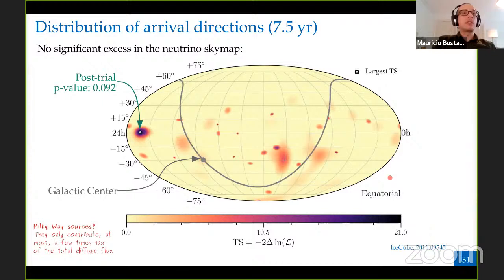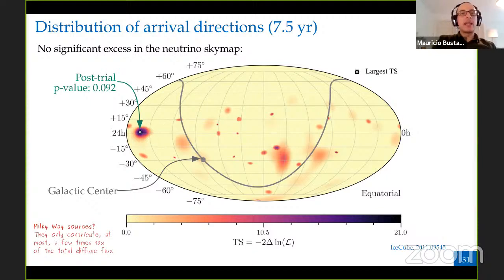As I said, you can also infer the arrival directions of the neutrinos, and you can place the arrival directions in a sky map. And what you see here is the concentration of neutrinos in the sky in equatorial coordinates. So what you see here, that's the galactic plane, this line, and the galactic center is this little point over here.